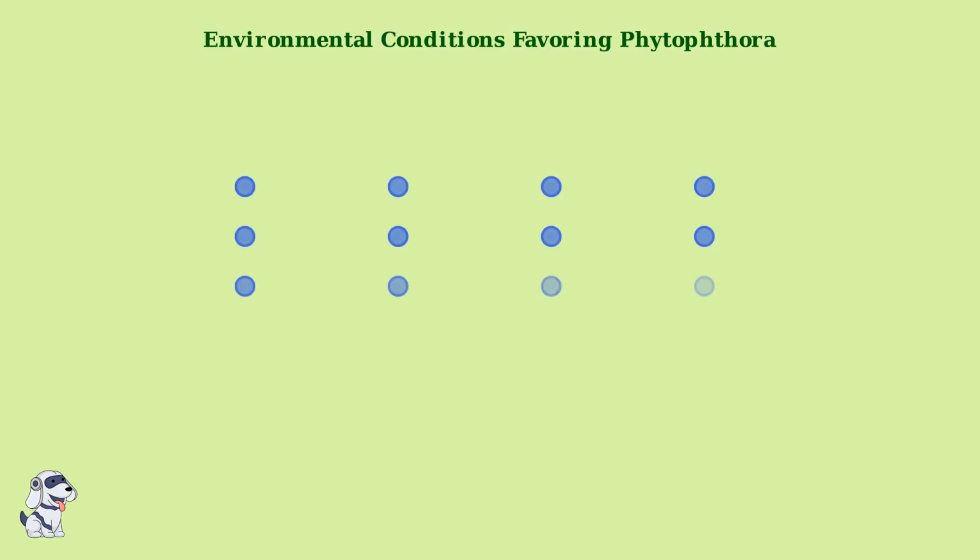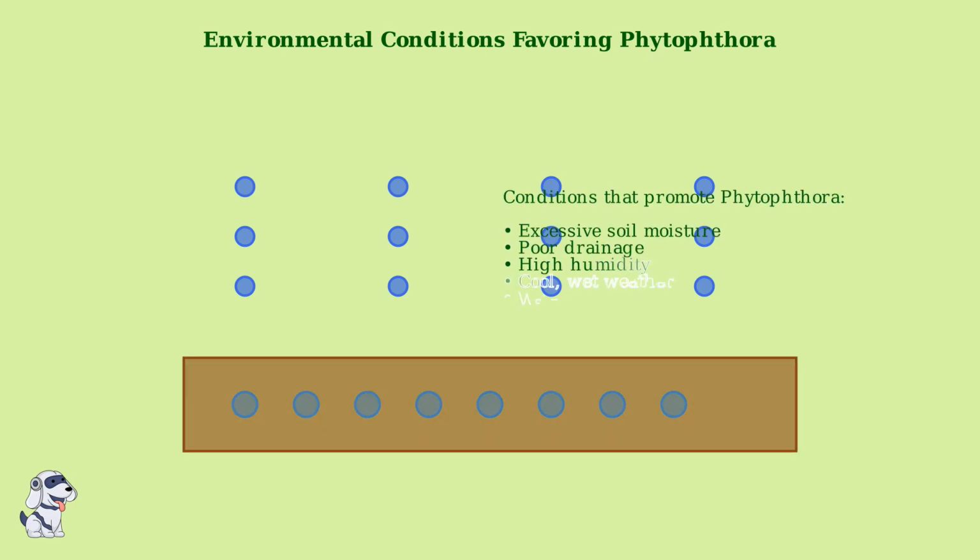Phytophthora thrives in wet conditions. The disease is most severe when soils are waterlogged, drainage is poor, and humidity levels are high. Cool, wet weather creates ideal conditions for the pathogen to spread rapidly.